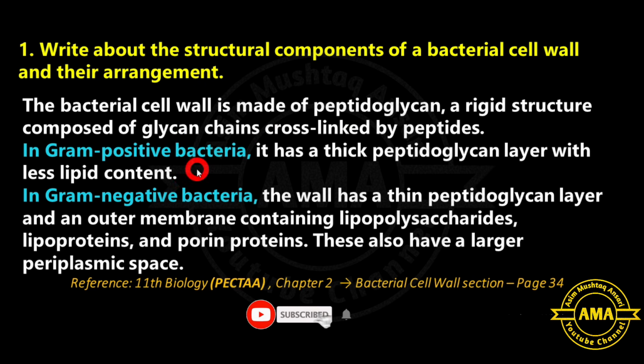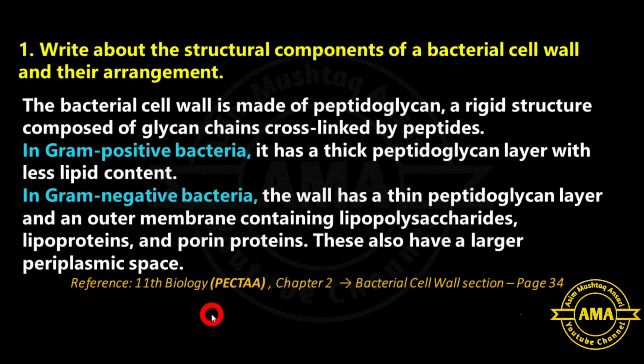In gram-positive bacteria, it has a thick peptidoglycan layer with less lipid content. In gram-negative bacteria, the wall has a thin peptidoglycan layer and an outer membrane containing lipopolysaccharides, lipoproteins and porin proteins. These also have a large periplasmic space.